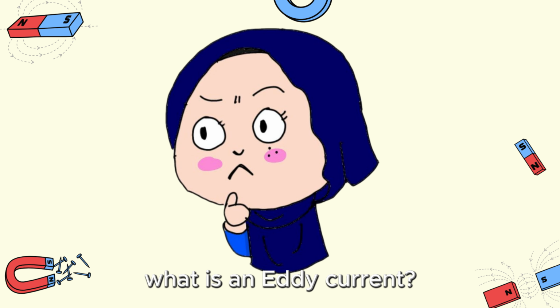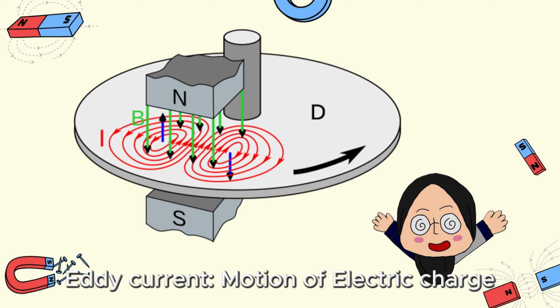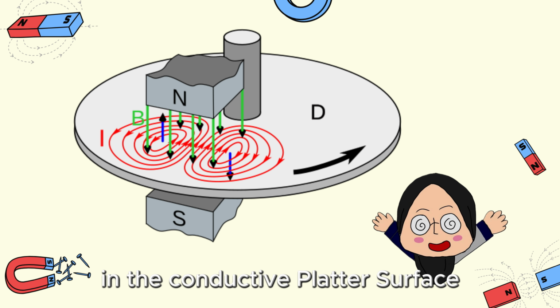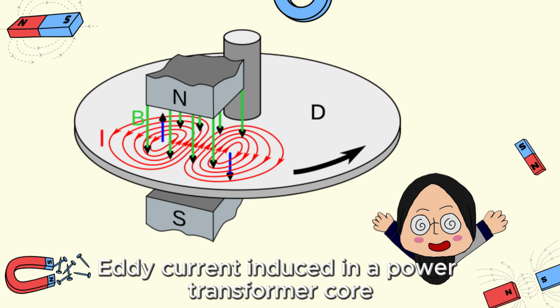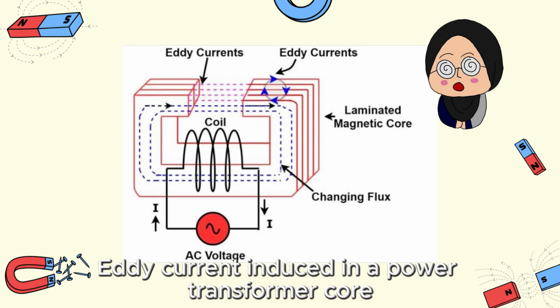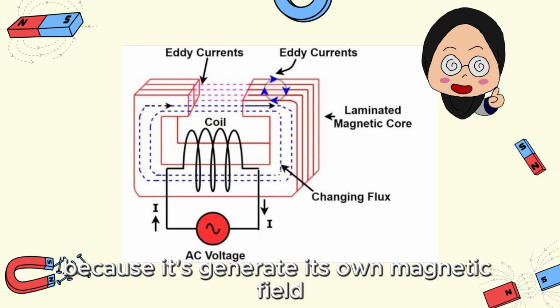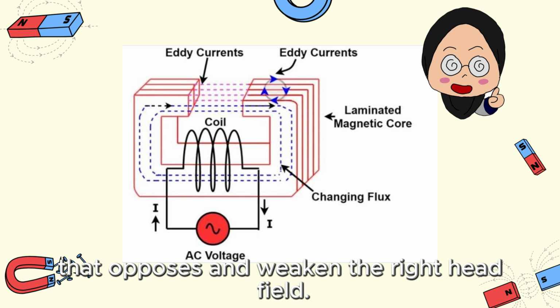What is an eddy current? Motion of electric charge induced entirely within a conducting material by electromagnetic waves in the conductive platter surface. Eddy current induced in a power transformer core represents lost power and is undesirable because it generates its own magnetic field that opposes and weakens the write head fields.